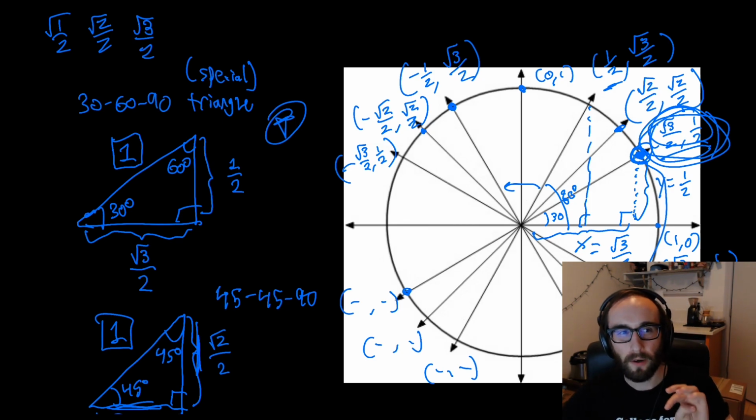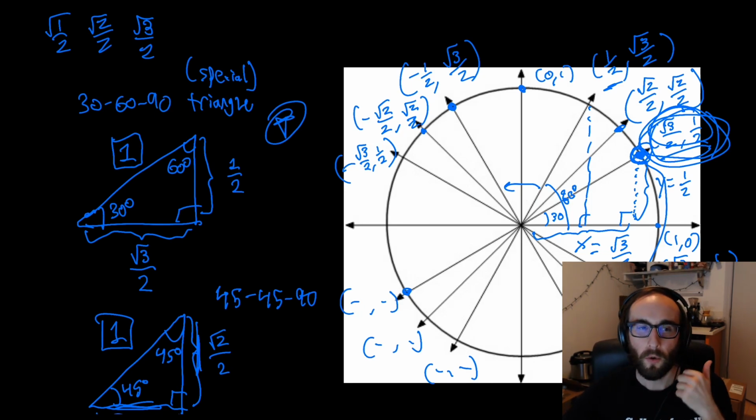Okay, so here in this video, we introduced the unit circle. We talked a little bit about angles, and then we talked about special triangles and how to find these special points around the unit circle.